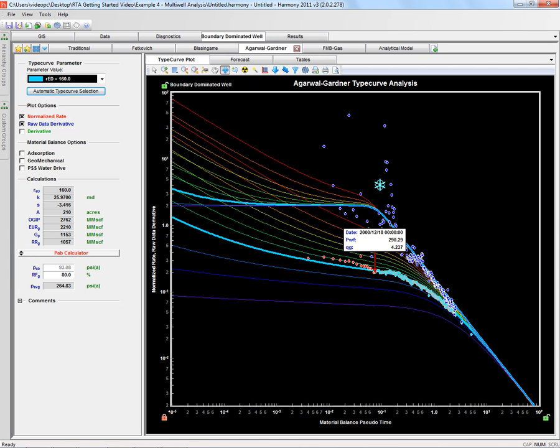So the Agarwal-Gardner plot provides us a very nice way of figuring that out. Let's move on.